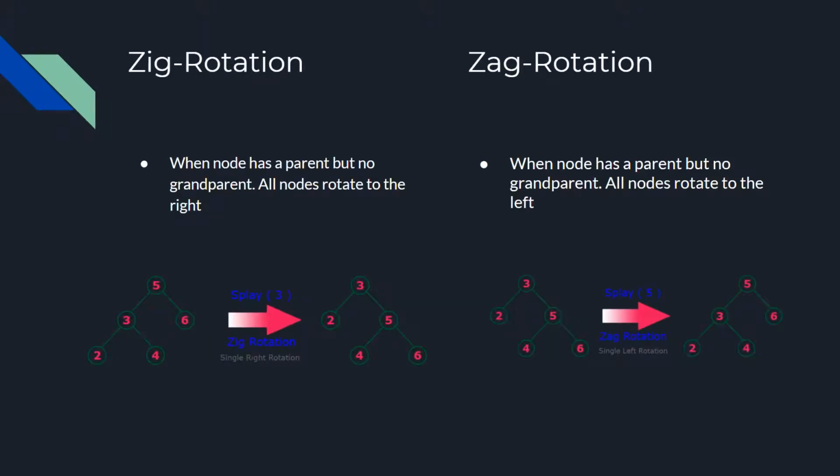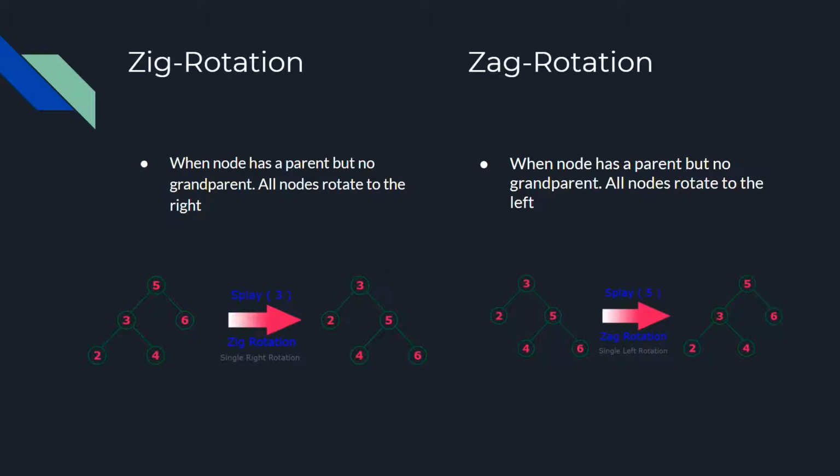The zig and the zag rotations are used when the node has a parent but no grandparent. Zig rotates the node to the right and zag rotates the node to the left. In the first example, we are using a zig rotation to splay node 3. Node 3 is rotated to the root, node 5 becomes its right child, and node 2 stays as its left child. Node 5 still has node 6 as its right child, and node 4 becomes node 5's left child.